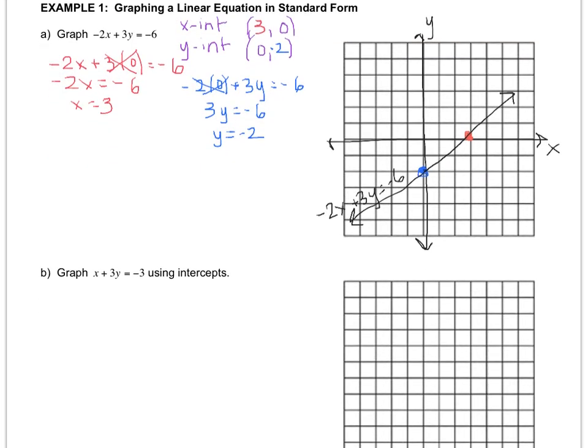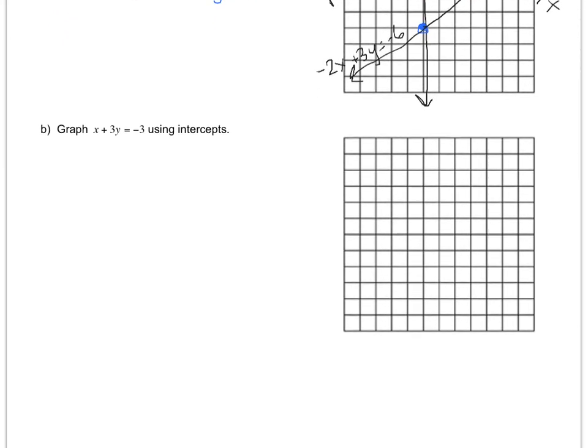All right, if you want to pause the video and try example B on your own, you're certainly welcome to do so. First, I need to remember, I always like to write down what I'm starting with. It gives me kind of a plan. So the x-intercept has a 0 in its y spot, and the y-intercept has a 0 in its x spot. So now let's plug in.